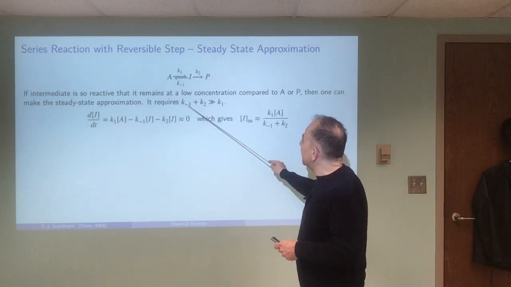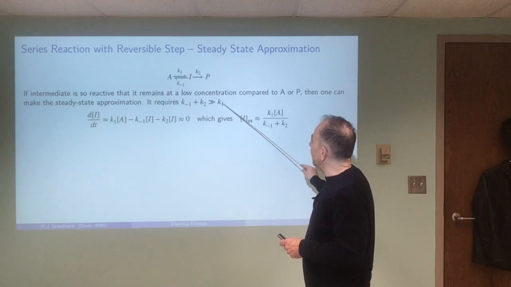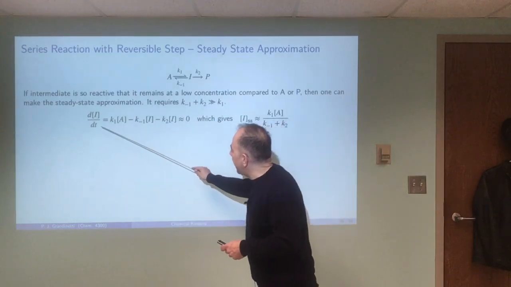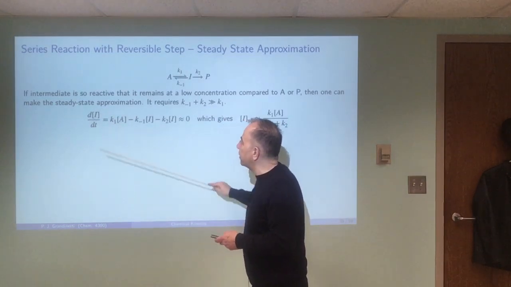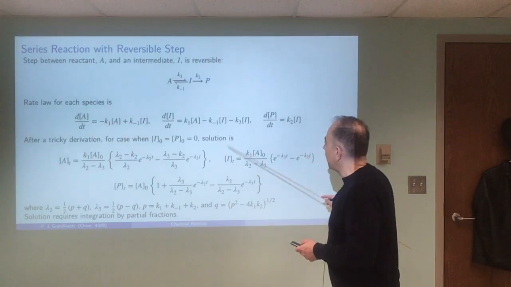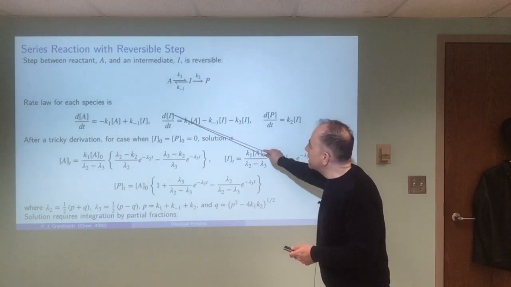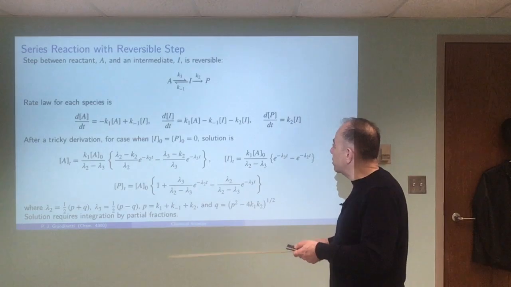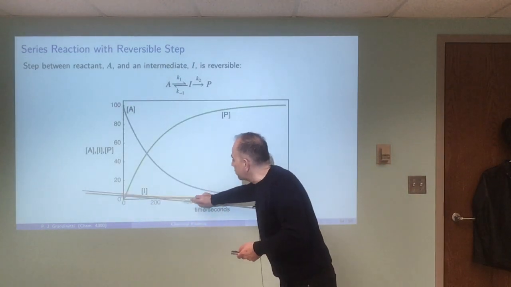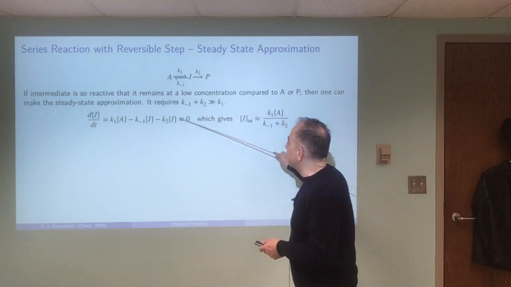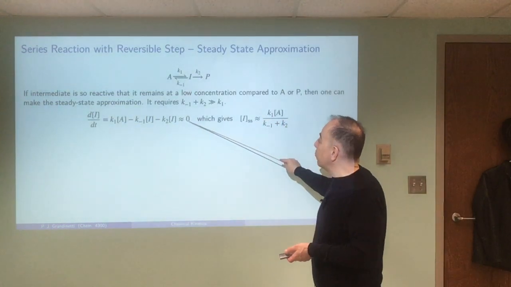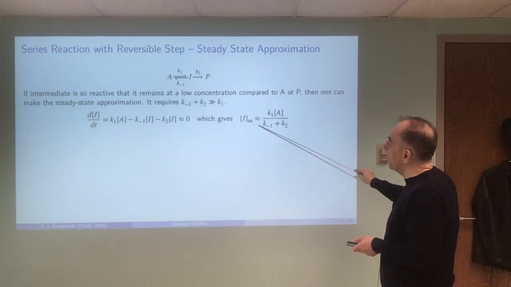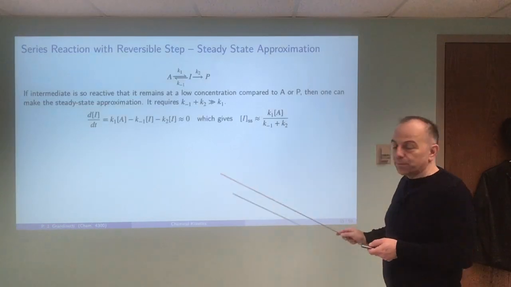And it requires that k minus 1 plus k2 is much greater than k1. And if you make that assumption, then this expression that we derived for dI/dt, so back here, if you go back to this expression, what we're going to say is that this concentration is varying slowly in the region of interest here, where it's varying very slowly, that we're going to say that it's approximately equal to 0. And what does that do for us? Well, we can take that equation and solve it and say that the steady state concentration of I is approximately equal to this expression.